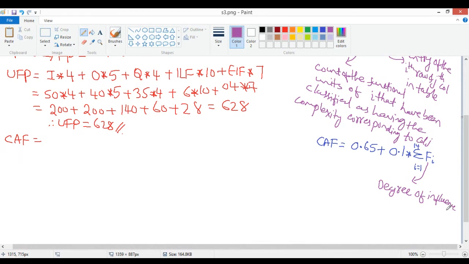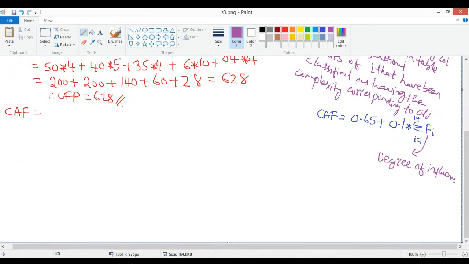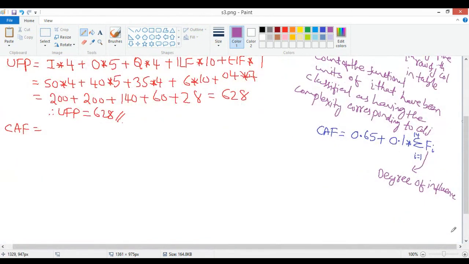Now this degree of influence, how do you find it out? From the picture which I will give you now. See, this is the scale for degree of influence. We have a scale. This is at 0 and this is at 5. In between you have 1, 2, 3, 4. So what do you mean by 0? 0 means no influence.